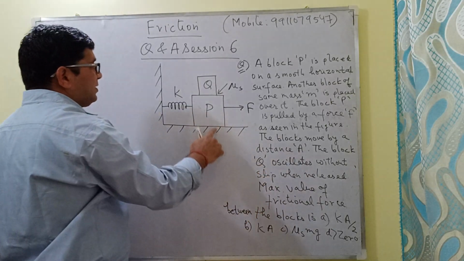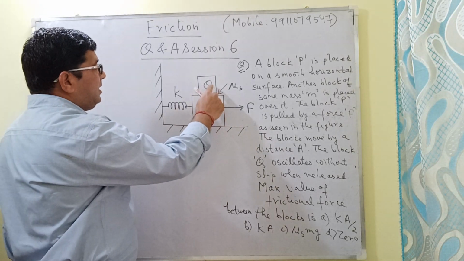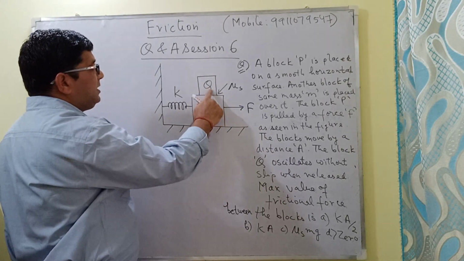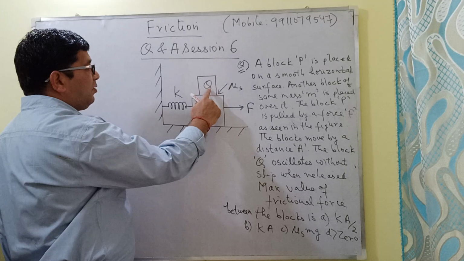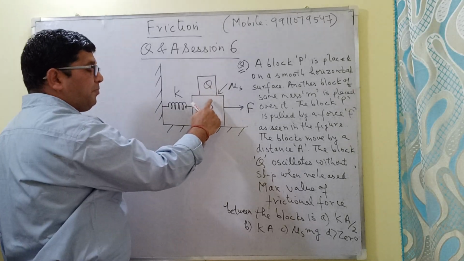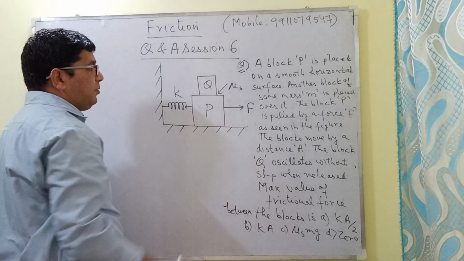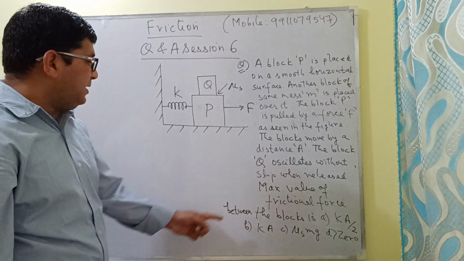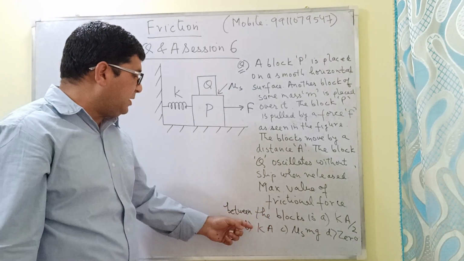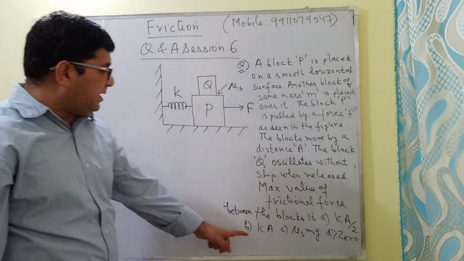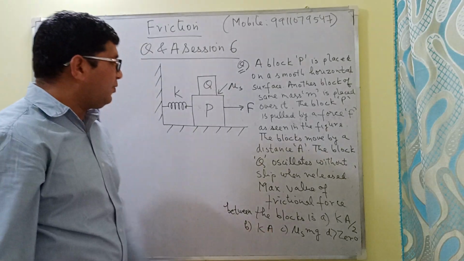One more thing here: the coefficient of friction between the surface of this block Q and this block P is mu s. So we have to find the maximum value of frictional force between the blocks. Here we have been given 4 options, so we have to find the correct one.